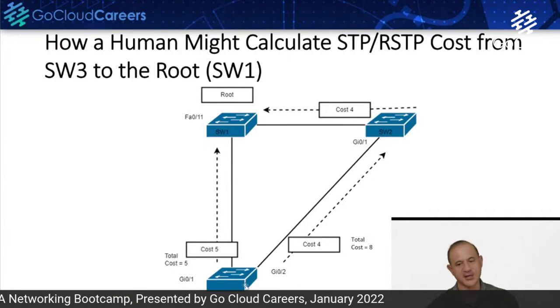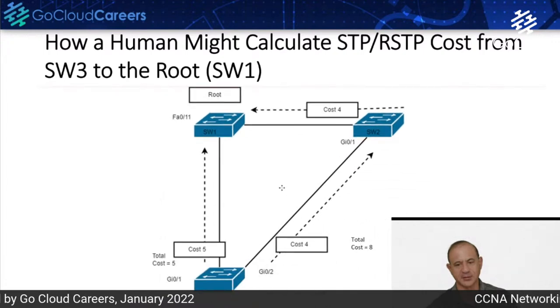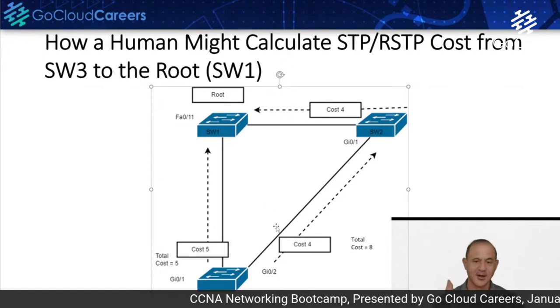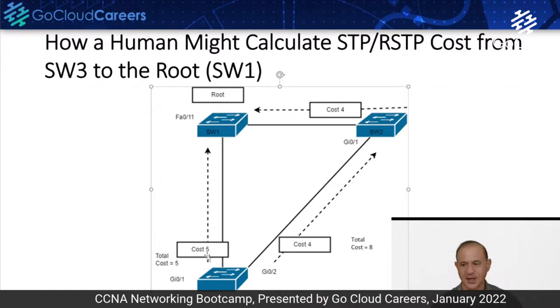So in this case, what would the cost be? We'd probably block this one because this total cost is 8 versus this total cost is 5. But as a rule, if everything was equal, block the one with the lowest cost. So now you have an idea of the way these elections are actually occurring.